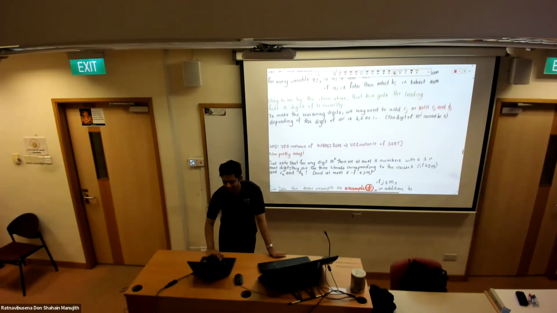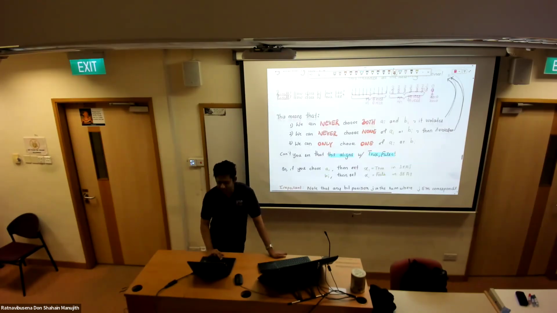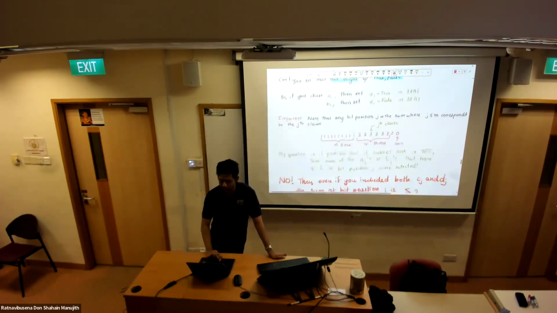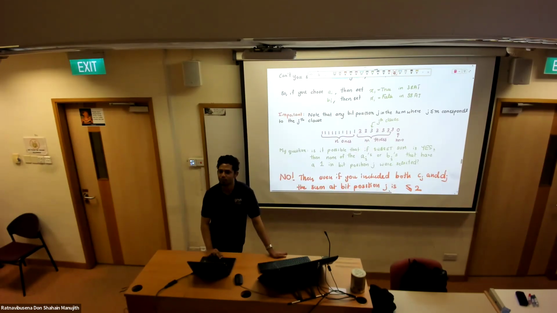Okay, so if they were not selected, then what's the largest sum that you can get in that position? 2. Yeah, 2, right? So you cannot. Therefore, you need to choose at least one of those AIs or BIs that have a 1 in that position. Okay, but that corresponds to what? Setting at least one literal in that clause to be true, right?